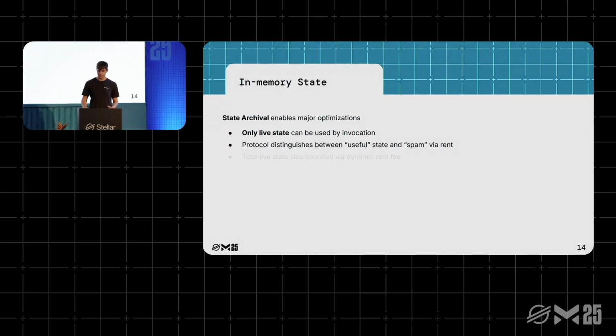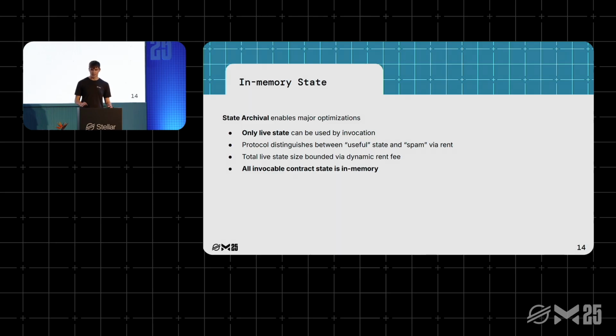There's an additional property where we are also able to cap the amount of live state to a fixed size. We do this via dynamic rent pricing, where we have a target live Soroban state size, and if that size is exceeded, the price of state exponentially increases, effectively giving us a cap on the live state. Now, if we combine these two observations, that we can distinguish between useful and useless state, and that the amount of useful state is capped, this allows us to safely say that all useful state can be stored in memory. And this is what we do in Protocol 23.